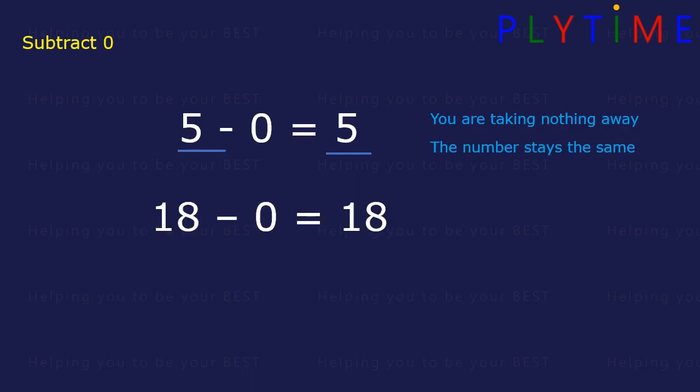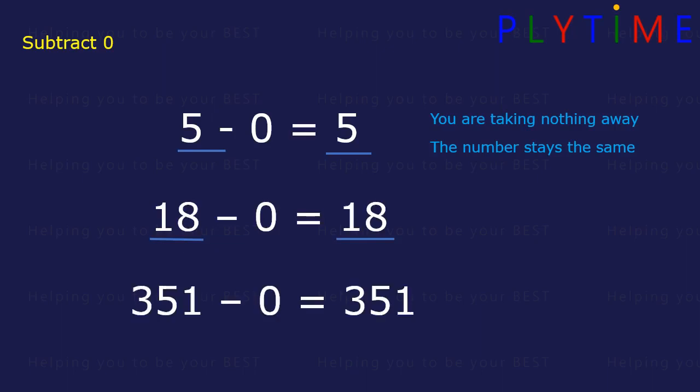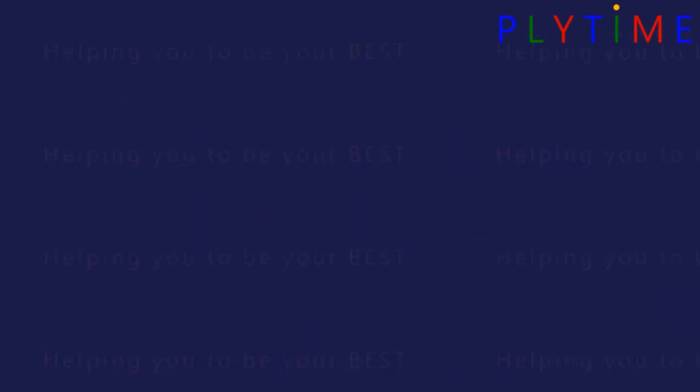What about 18 minus 0? It is still 18. The number stays the same. And 351 minus 0 is still 351. When we're subtracting 0, the number always stays the same.